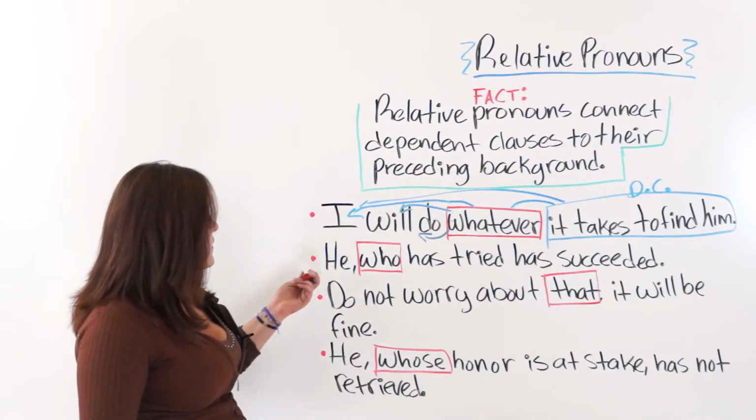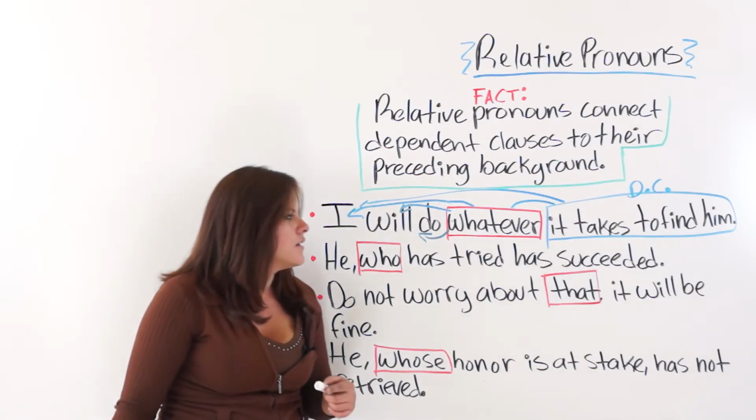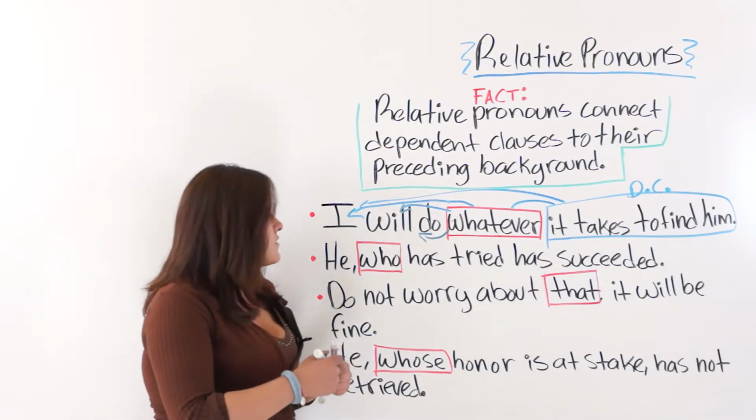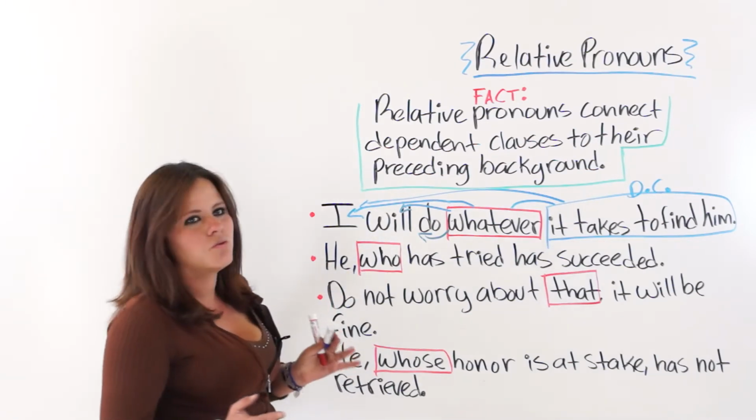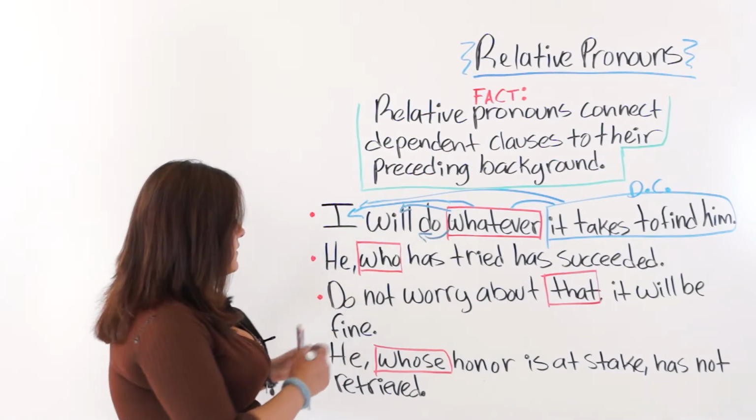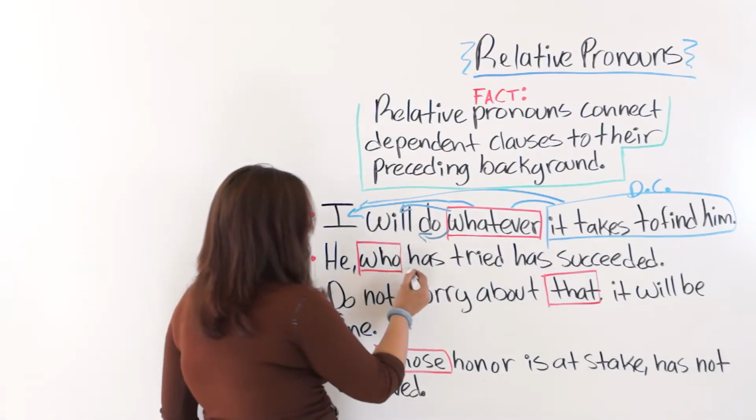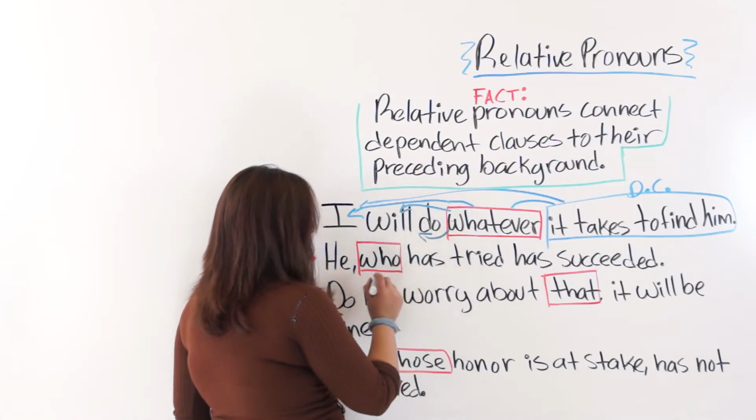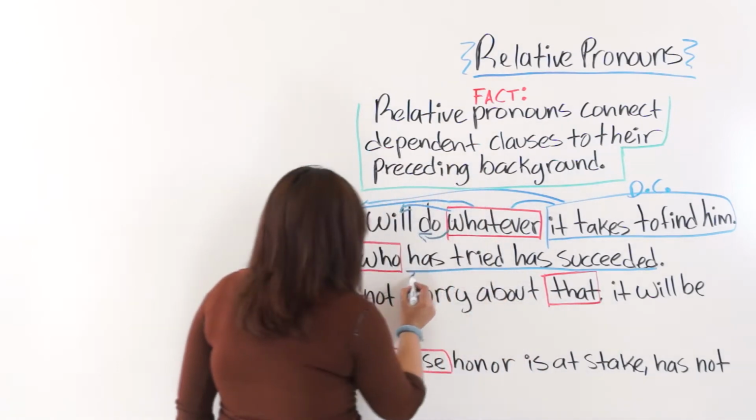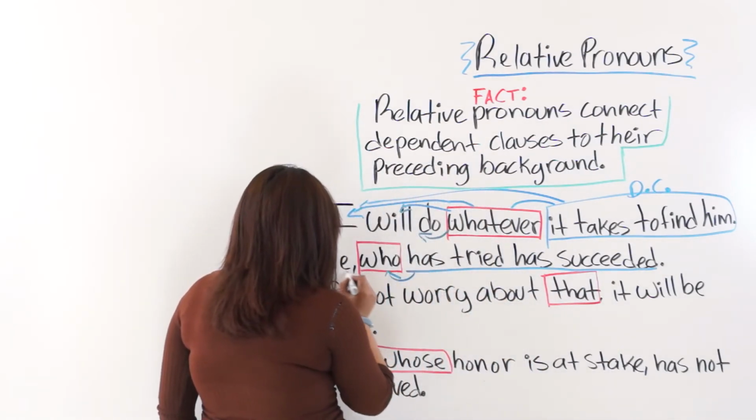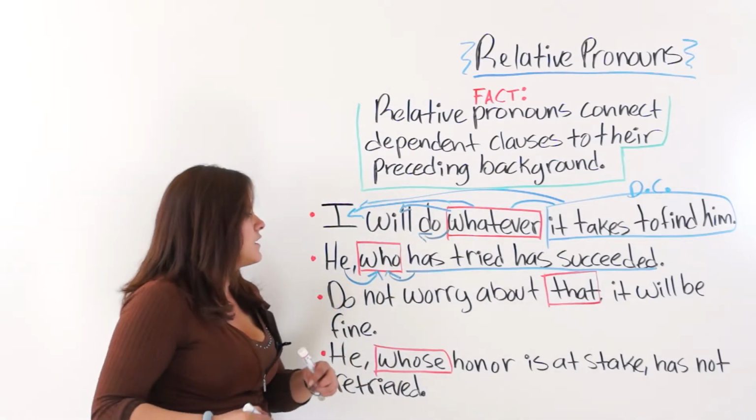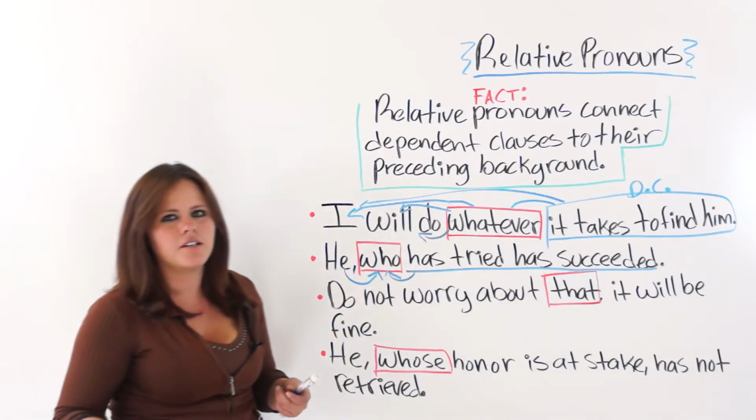The second one says, he who has tried has succeeded. As you can see, I highlighted who. This is the relative pronoun. So it connected has tried, has succeeded, does not have a subject. So we need who to connect the subject here to make sense. He who has tried has succeeded.